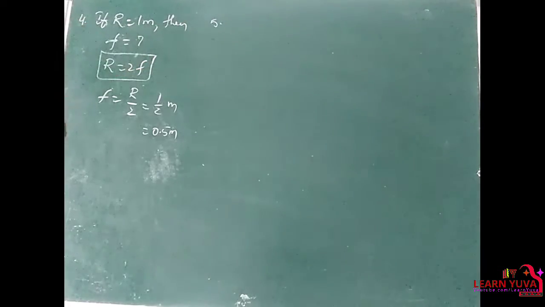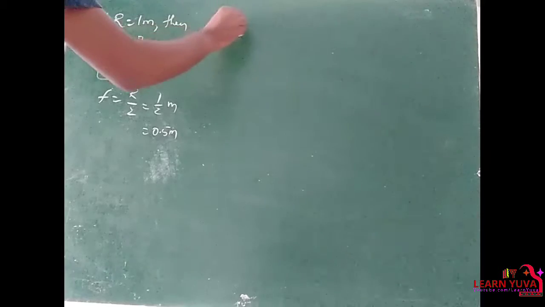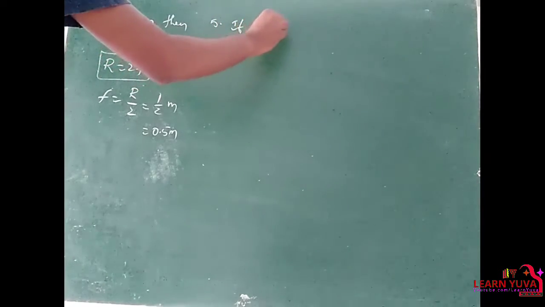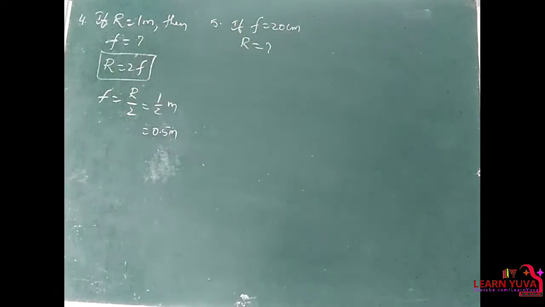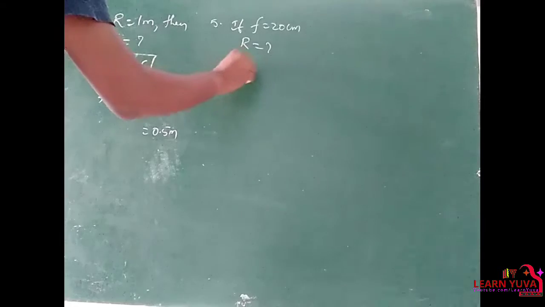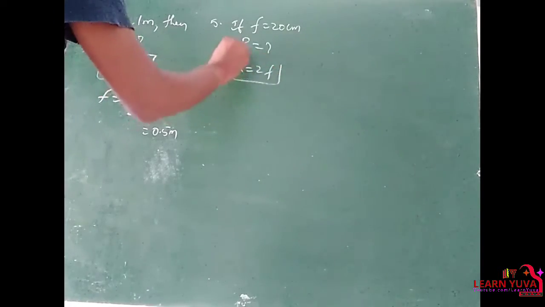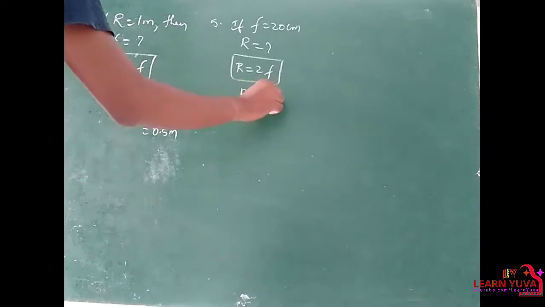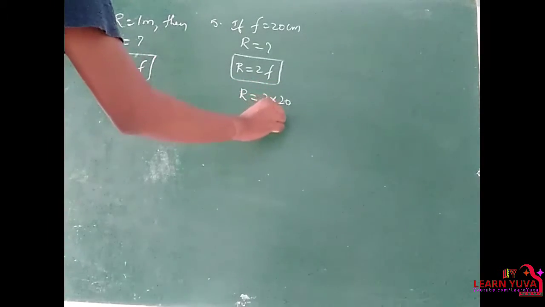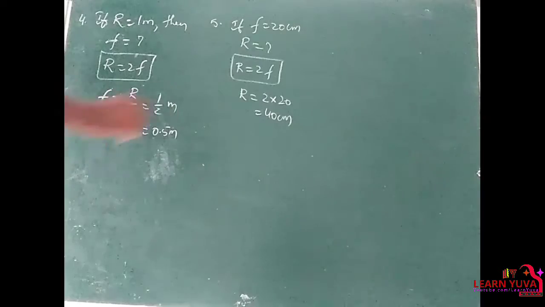Fifth problem. Next. If f is equal to 20 centimeters, then what is r, the radius of curvature? So same, r is equal to 2f. So r is equal to 2 into the f value 20, that is equal to 40 centimeters.